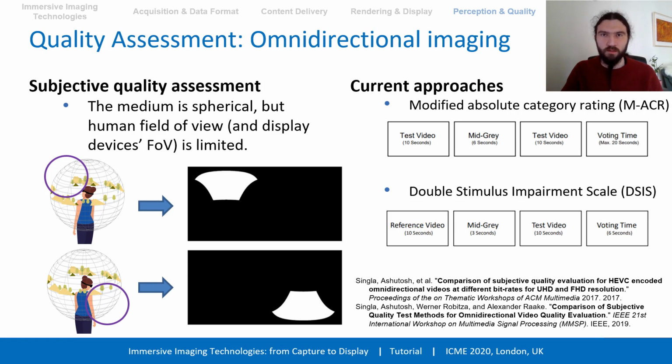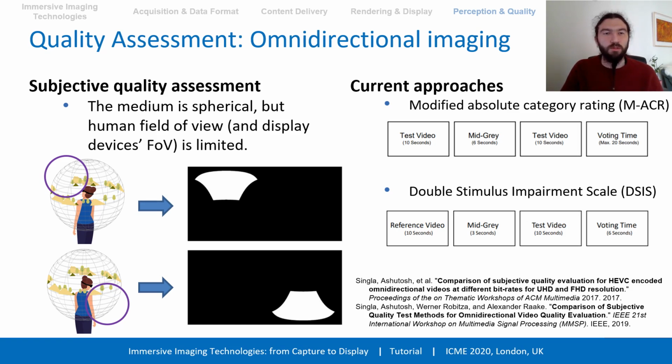Let's have a look at the subjective quality assessment for omnidirectional imaging. The limitation in this case is that the medium itself is spherical and the human field of view, or that of the display device, is limited. Therefore, the participants can only see a portion of the omnidirectional content at a time, as shown in the figures here. The current approaches are to use the traditional subjective quality assessment methodologies directly on the omnidirectional data.